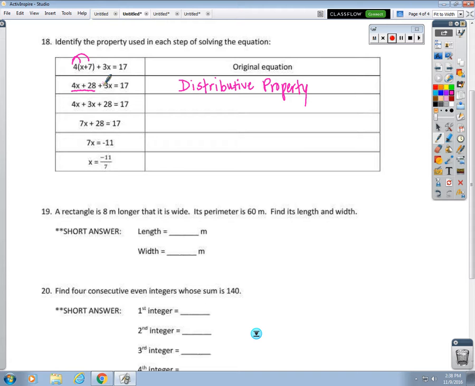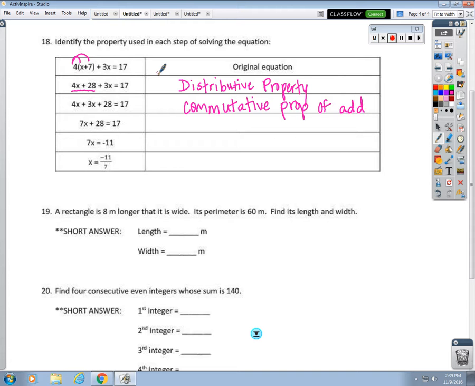Okay, then from this line to this line, don't try to name a property yet. Just tell me what went on. Right. Instead of it being 4x plus 28 plus 3x, now all of a sudden they move the 3x here. And what property says you can move around things when adding? Commutative property of addition. Symmetric would be like completely flipping sides, like over the equal sign. When it's on the same side, that's just commutative property of addition. It says that you can add in any order.